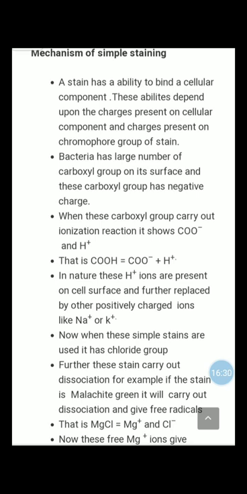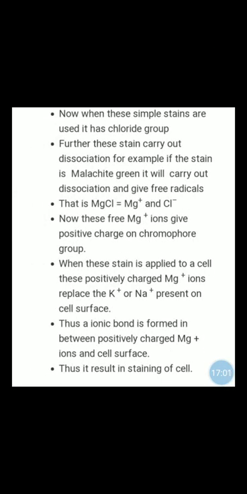Now when these simple stains are used, they have a chloride group. Further, these stains carry out dissociation. For example, if the stain is malachite green, it will carry out dissociation and give free radicals. As you know, what is dissociation and what is association? MgCl is equal to what? Mg plus and Cl minus. And this Mg plus ion gives a positive charge on the chromophore group.